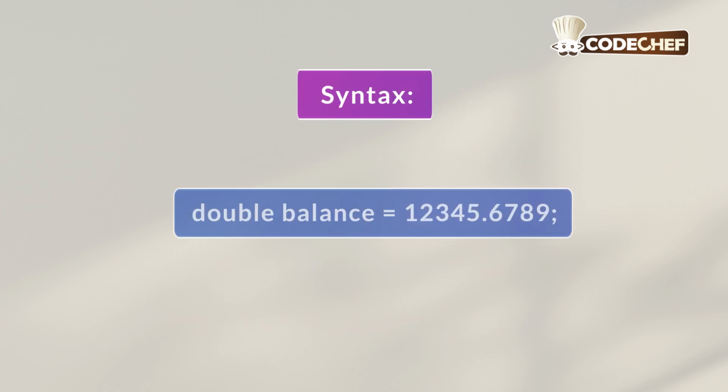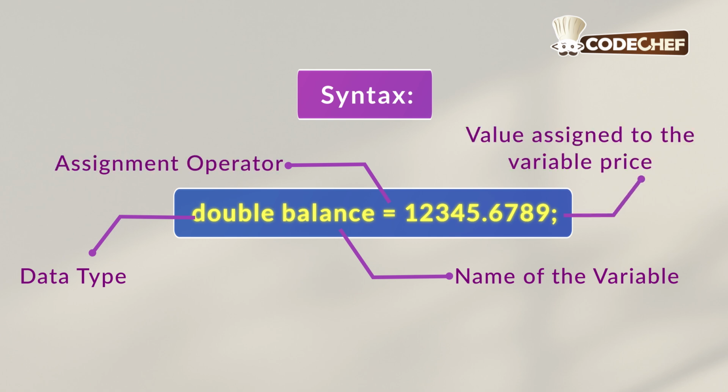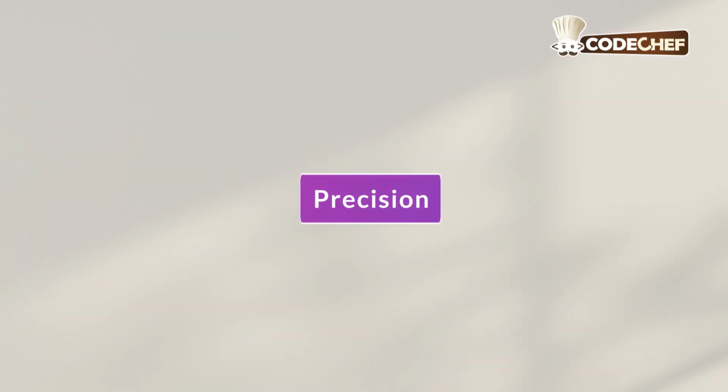Now talking about the syntax, double balance is equal to 12,345.6789 semicolon. So here double is the data type, then balance is the name of the variable, is equal to is the assignment operator, and the value of the variable balance is 12,345.6789.